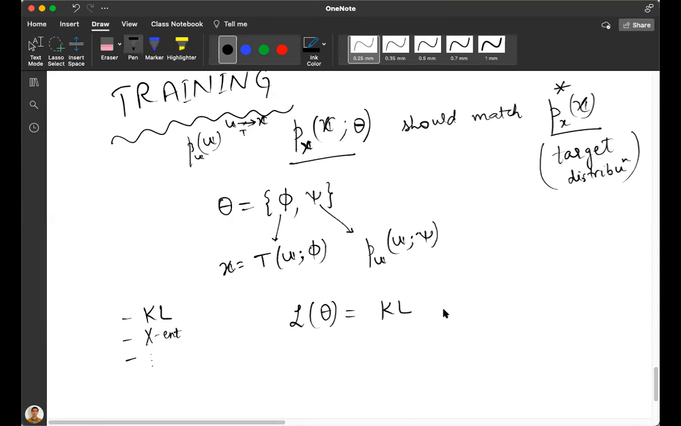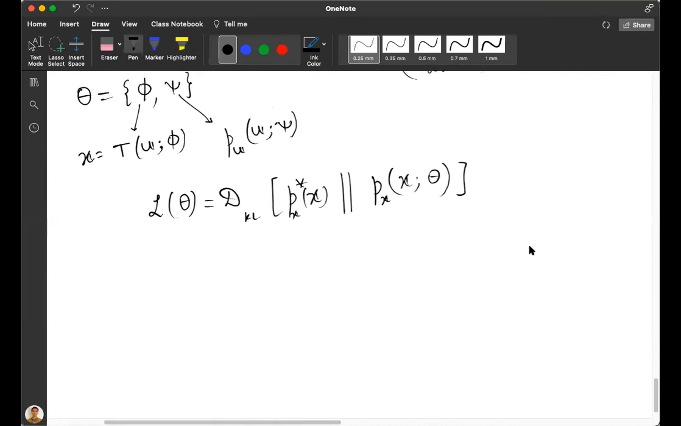The KL divergence between P star X, let me call it D, the KL divergence between P star X and P X. All right. This is very easy. Now tell me the formula of KL divergence.